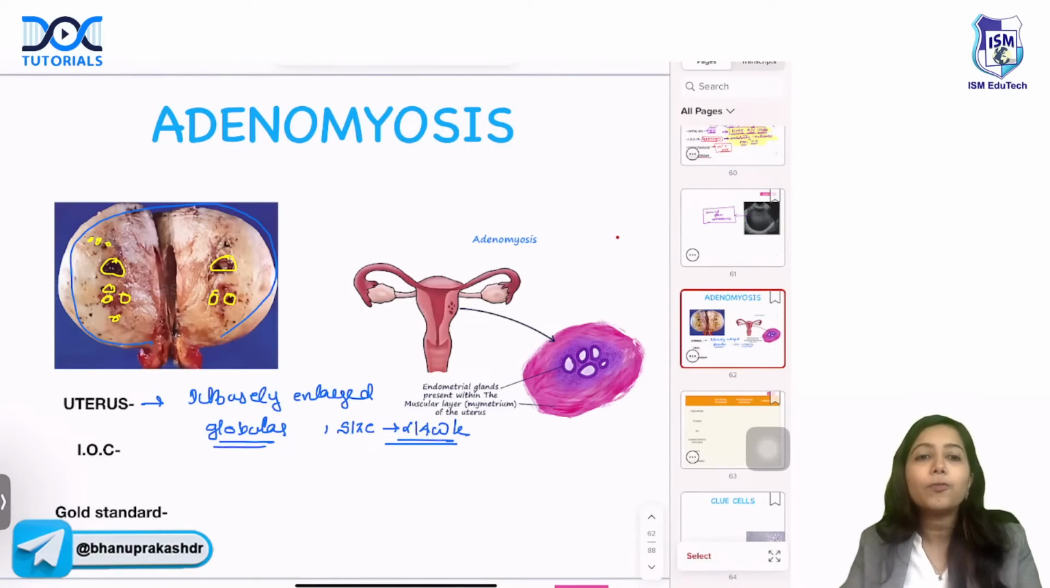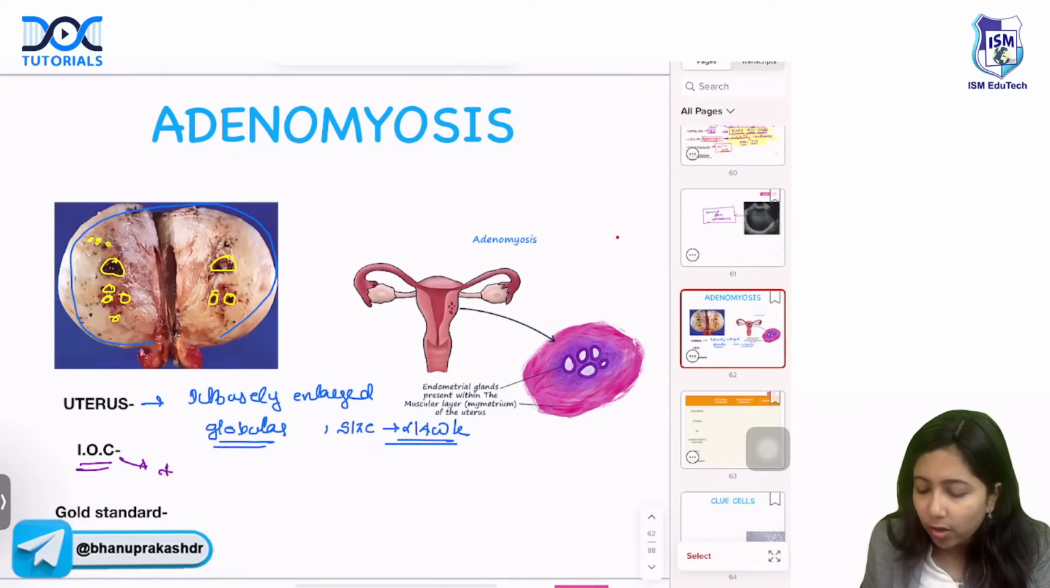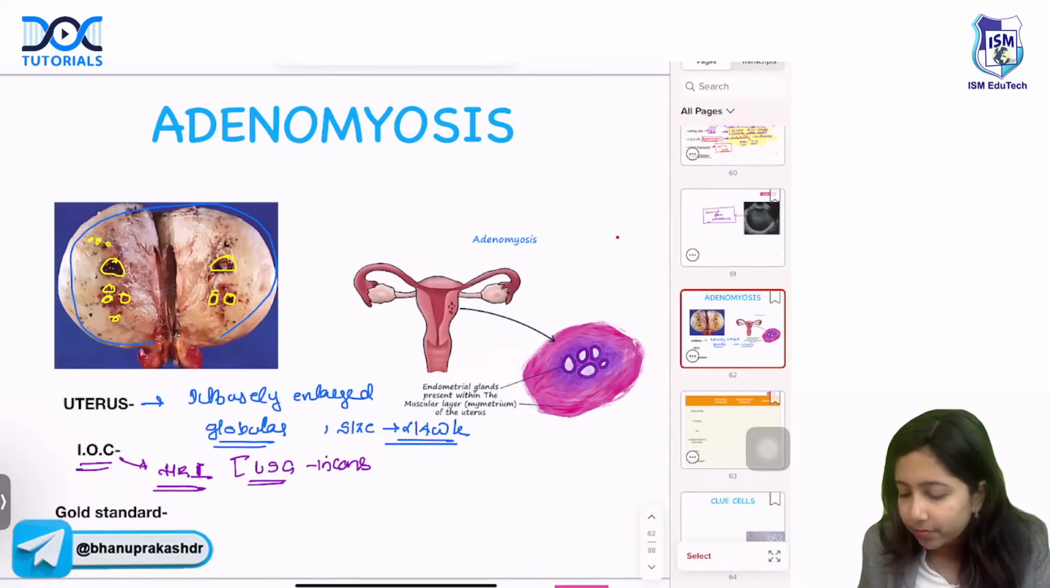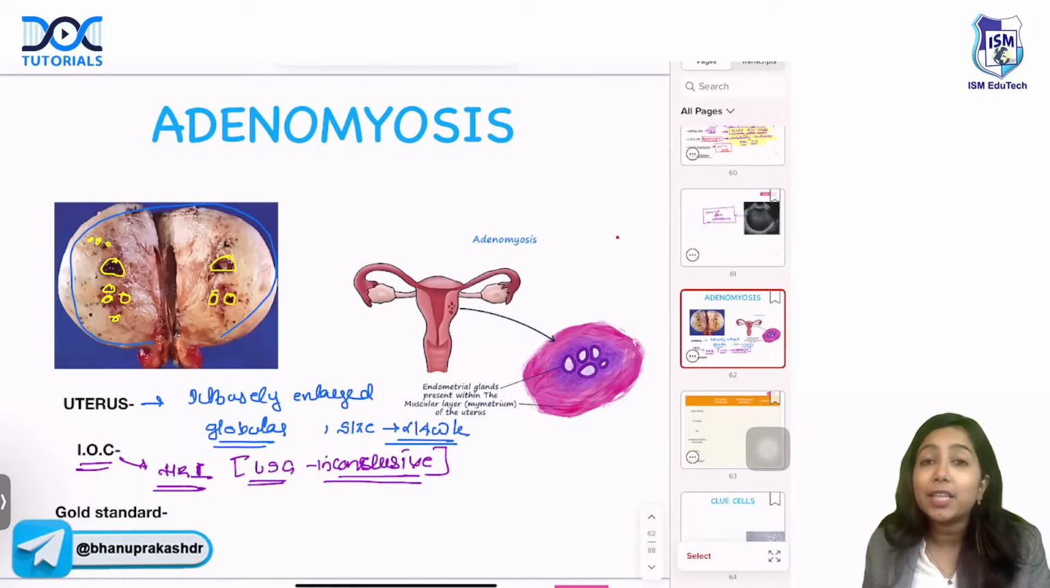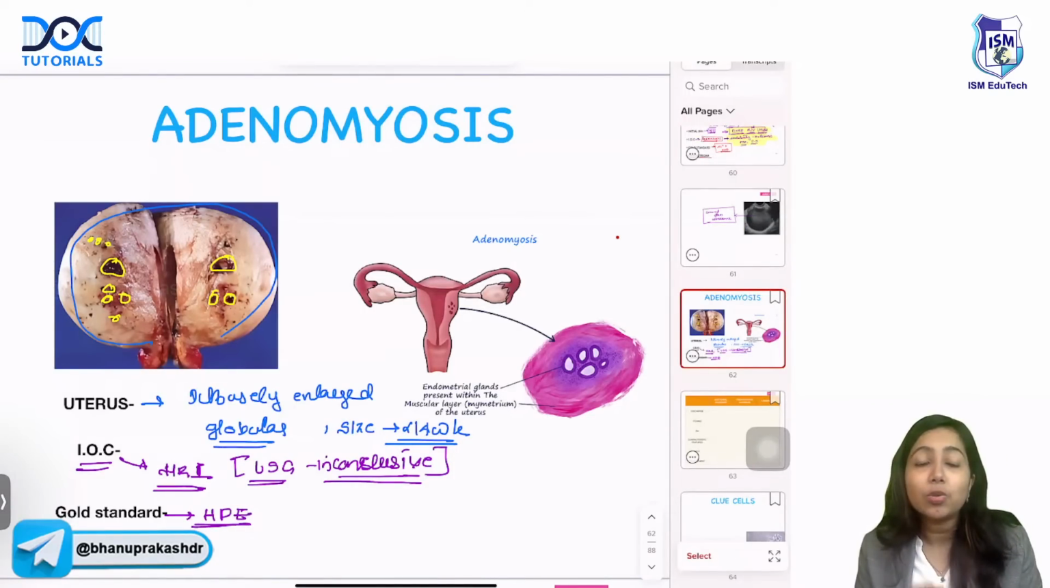What is the investigation of choice and the gold standard investigation? Initially we try to diagnose it with ultrasound, but ultrasound need not always be conclusive. Once the ultrasound is inconclusive, in such a situation, we go for MRI. And the gold standard investigation is basically shown here. I take out the uterus and look for the histopathology. The gold standard investigation is basically HPE, histopathological examination. So the investigation of choice is MRI if ultrasound is inconclusive, and the gold standard is histopathological examination.